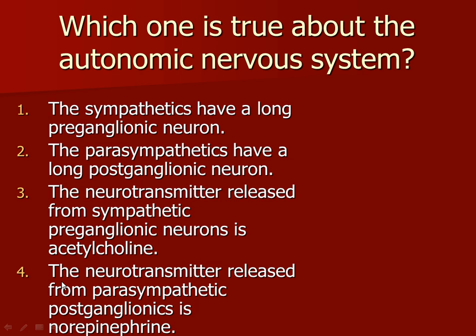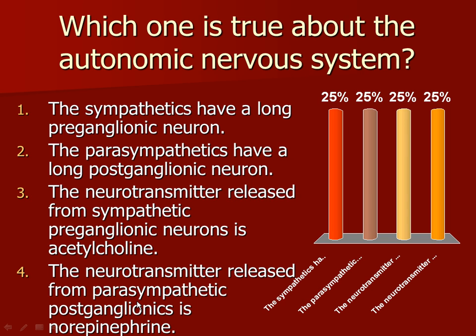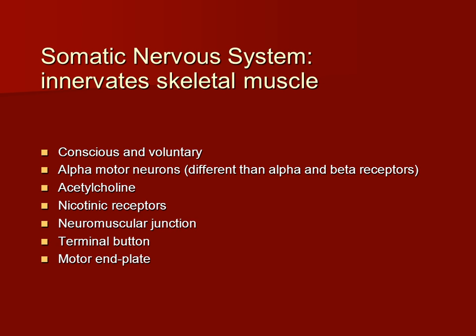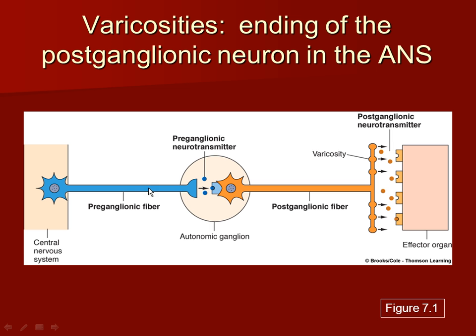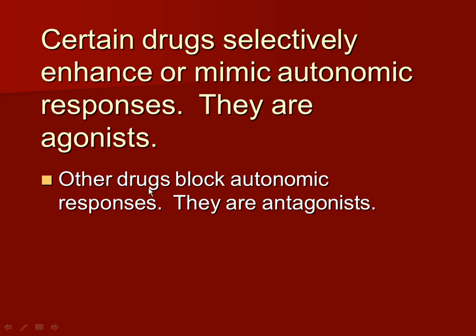Double check number four, though. The neurotransmitter released from the parasympathetic postganglionic is norepinephrine. Now, parasympathetic and adrenaline totally conflict. So it has to be number three. Whoops. There we go. All right, and I kind of talked about this before.